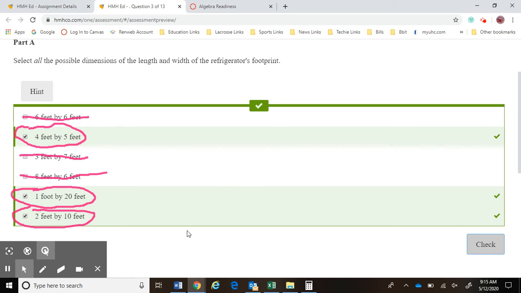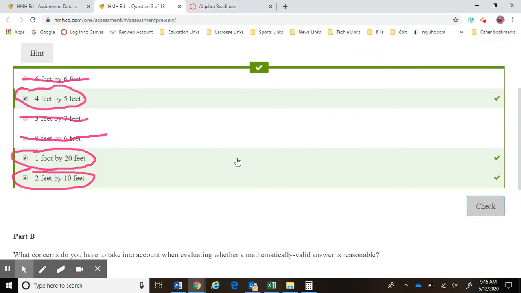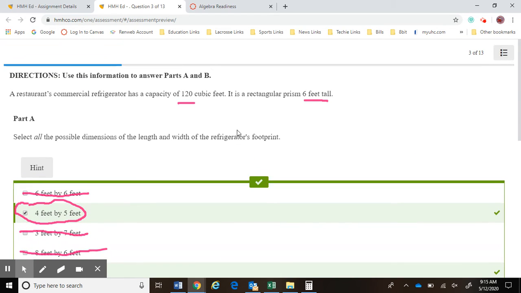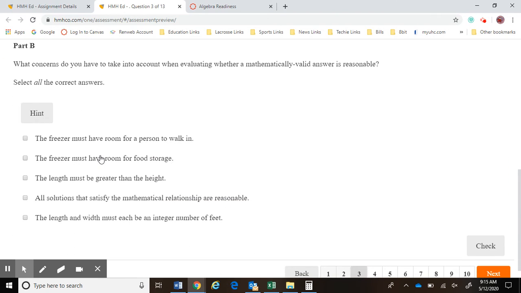Now, what concerns do you have to take into account when evaluating whether a mathematically valid answer is reasonable? What would you have to do? This is a commercial refrigerator. The freezer must have room for a person to walk in. The freezer must have room for storage. The length must be greater than the height.